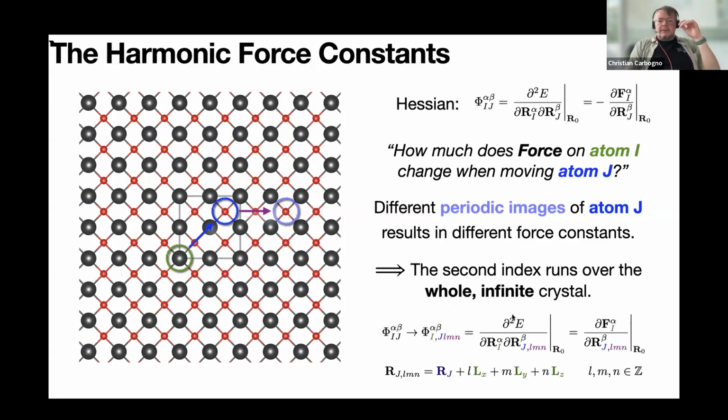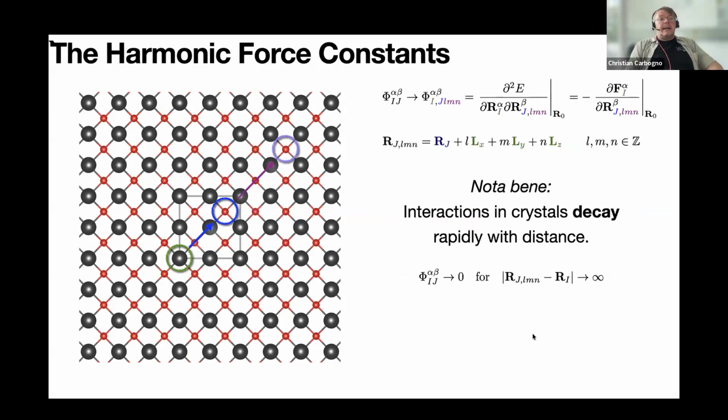Now you will think, oh, that will be tricky, because now we have to calculate stuff for, in principle, an infinite crystal. That will cost me a lot of time to go over all these atoms j in different unit cells. In principle, you're right.